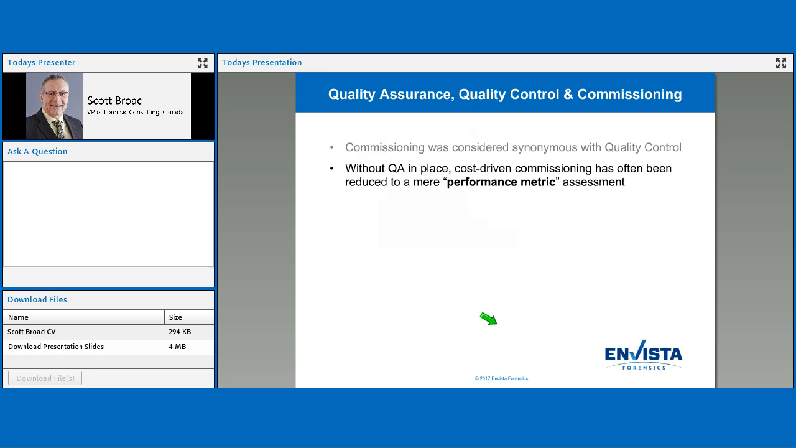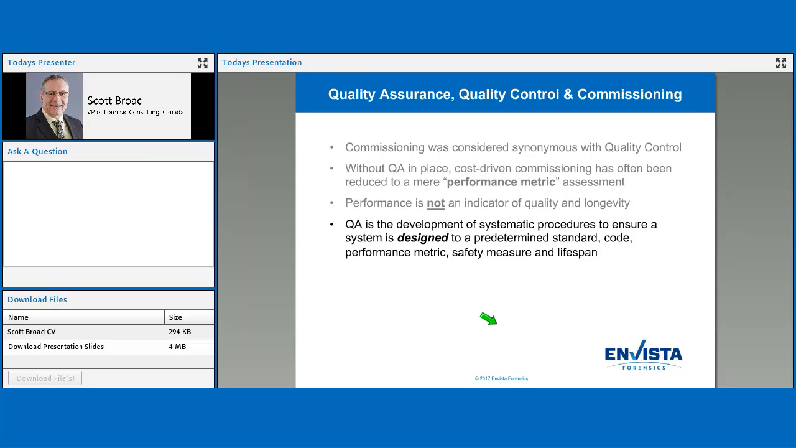If you look at the old way of doing it, commissioning was considered synonymous with quality control. In the old days, what they used to say is, well, quality control is a performance metric. In other words, they put this thing on the rooftop, they make sure everything is connected, they go downstairs, they turn it on, and they say, see, I've got all this energy coming out, so it must be working fine. Unfortunately, that just doesn't work. Performance is not an indicator of quality nor longevity in a system.